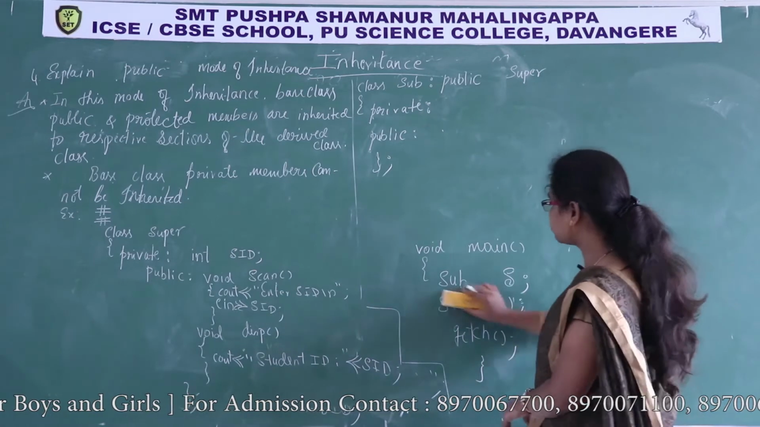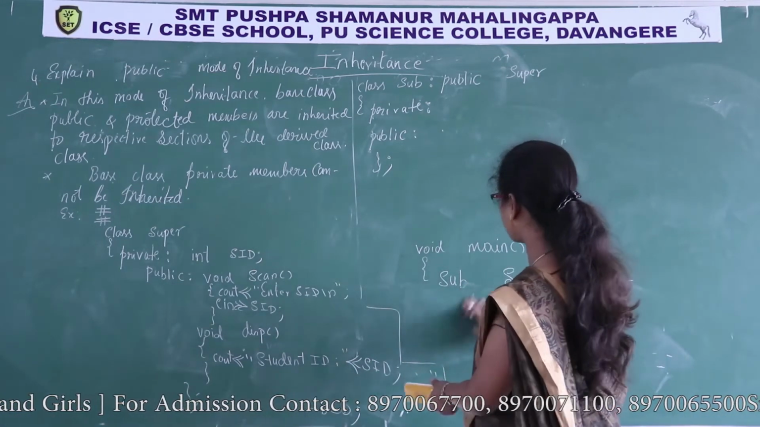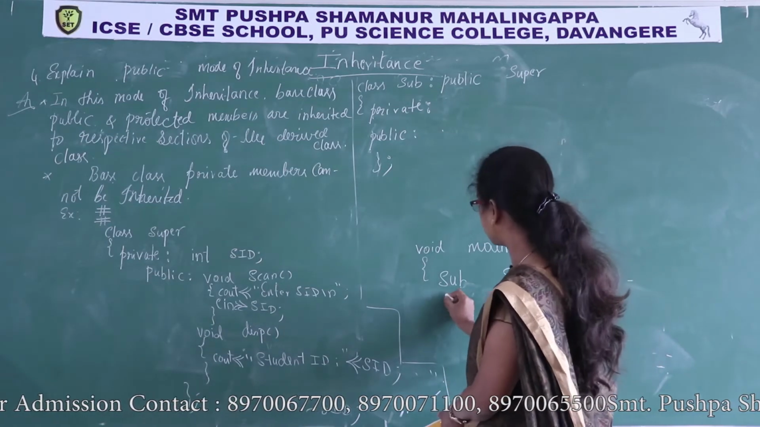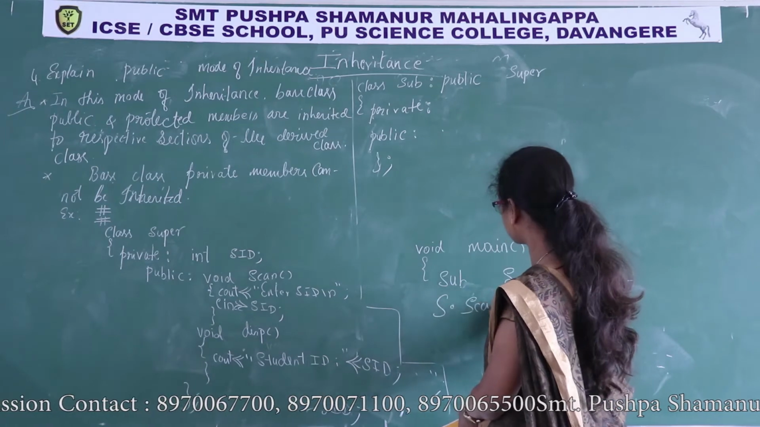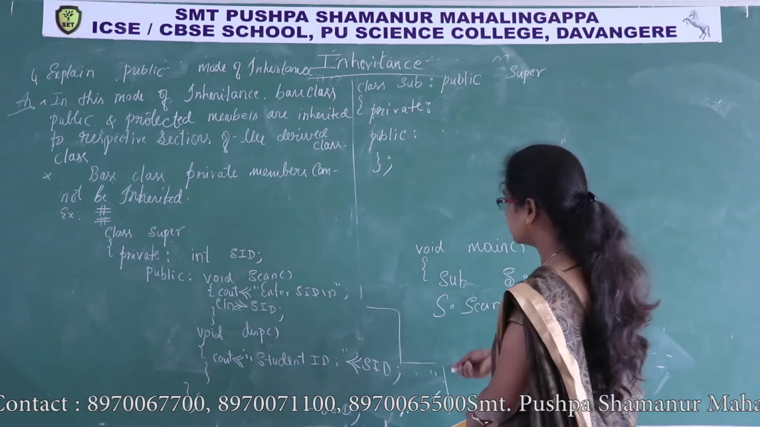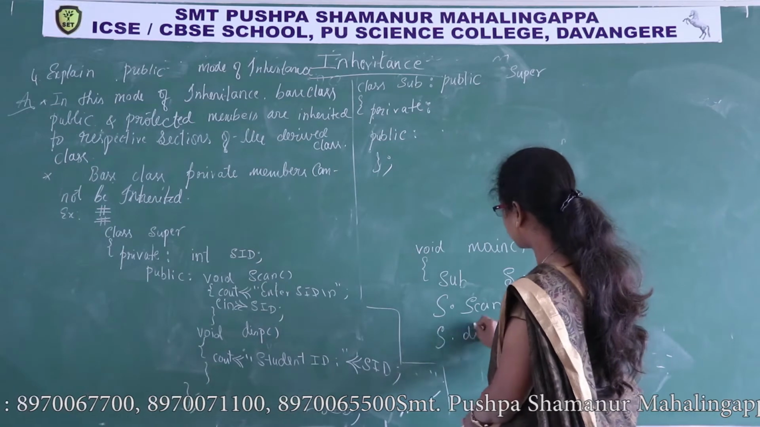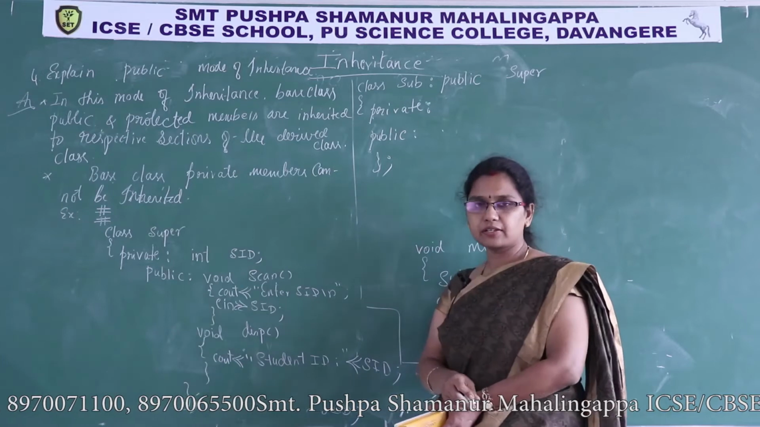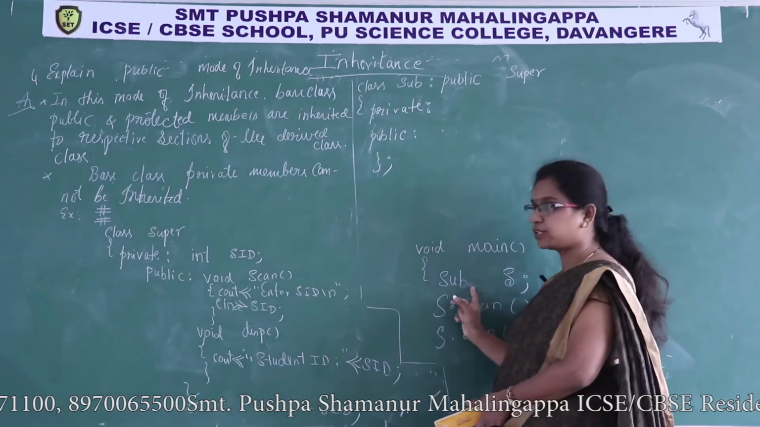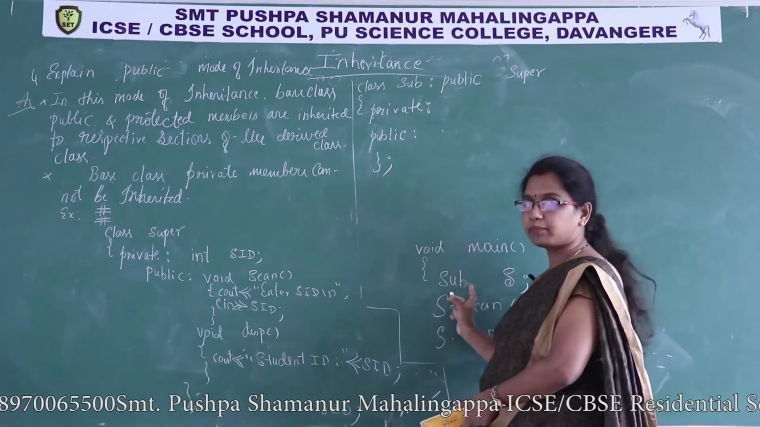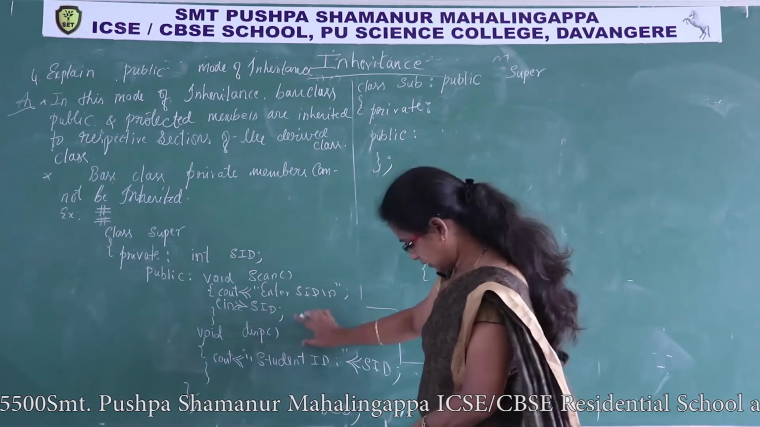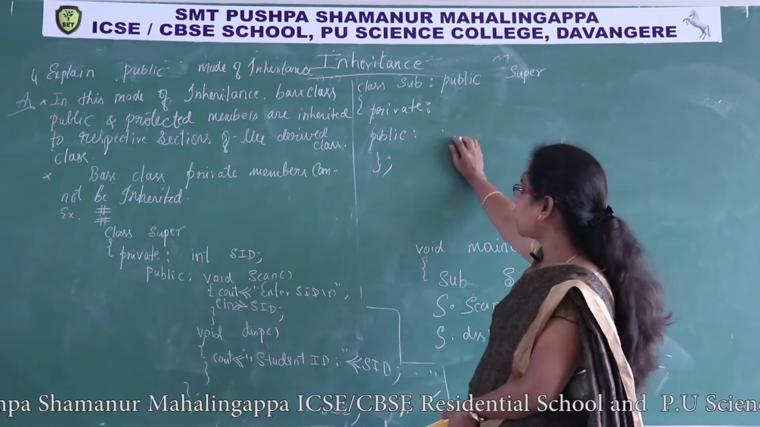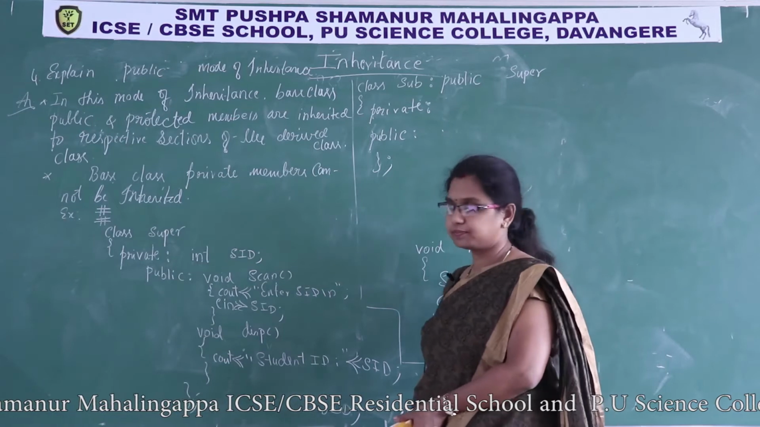Now I can call these two functions from the object of the derived class. S is an object of the derived class. S dot scan and S dot disp. See, scan and disp are member functions of the base class. I am accessing base class members through the object of the derived class directly from the main function, because scan and disp functions become public members of the derived class. A public member can be accessed through a non-member function. Understood?